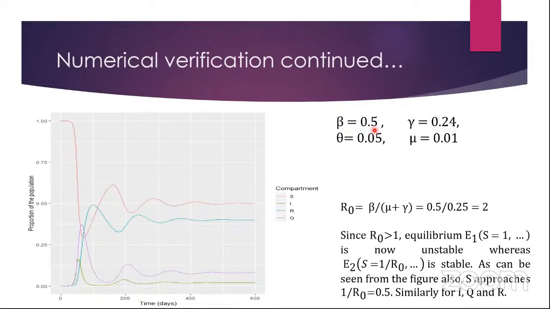Next, we do this for beta equals 0.5, gamma equals 0.24, theta equals 0.05, and mu equals 0.01. In this case, R0 turns out to be 2. Since R0 is greater than 1, this time the equilibrium point E1 should be unstable, whereas E2 should be stable. And as you can see from the figure also, S approaches 1 by R0 equals 0.5, which is shown by the red line here, and this 0.5 line is approached asymptotically here. And similarly, I and Q also approach their respective values.